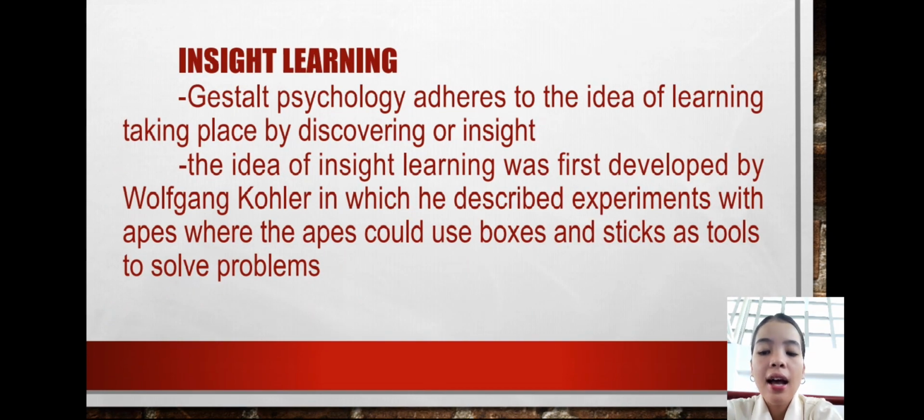Insight learning. Gestalt psychology adheres to the idea of learning taking place by discovery or insight. The idea of insight learning was first developed by Wolfgang Kohler, in which he described experiments with apes where the apes could use boxes and sticks as tools to solve problems. This indicates that learning affects the whole person and results from a person's engagement with his or her circumstances or environment.